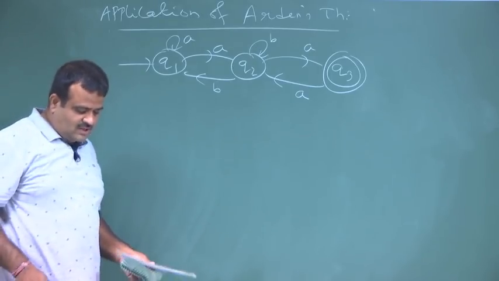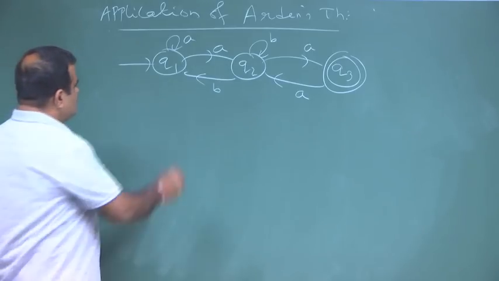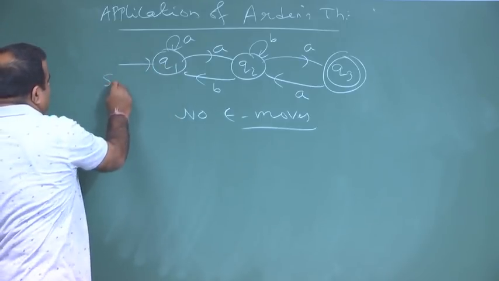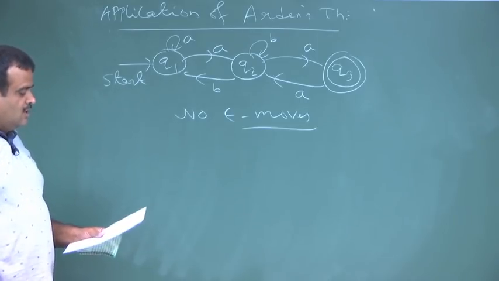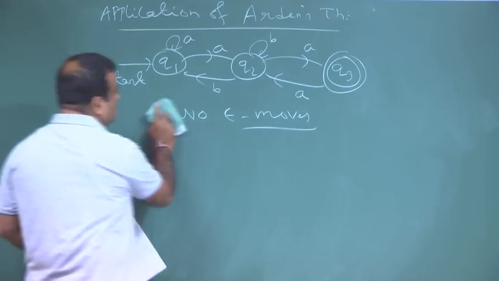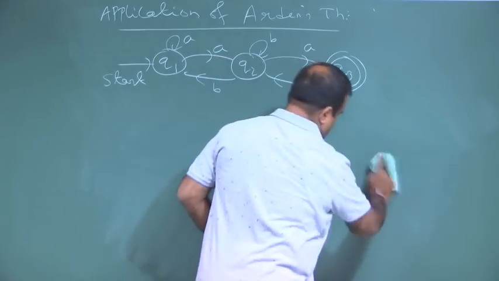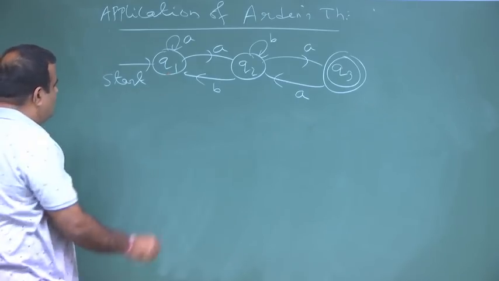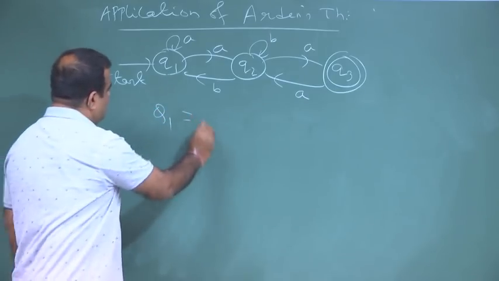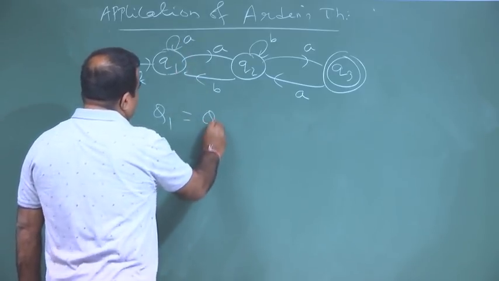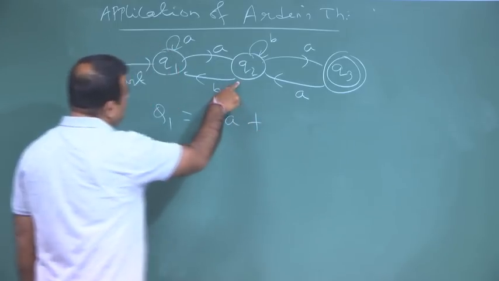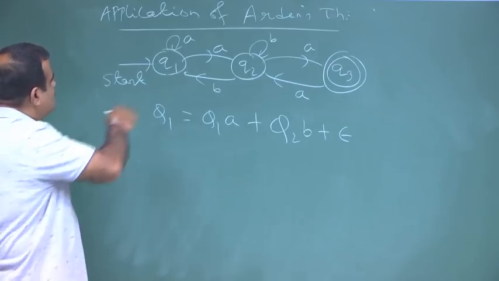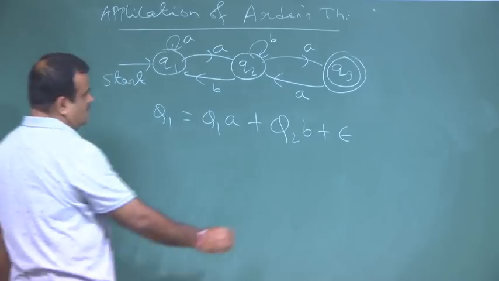We'll write the general form, but let us explain this through an example. Okay, so there is no epsilon move, and also only one initial state, this is the starting state. So, we can apply Arden's. So, we can have the corresponding equations in the regular expression for the three vertices. First, let us take this vertex. Suppose the variable we take is Q 1. So, Q 1 is coming from Q 1 by A, plus there is a move from Q 2 to Q 1, so Q 2 B, plus epsilon, because Q 1 is the starting state and with the epsilon we can be at Q 1. So, this is equation 1.